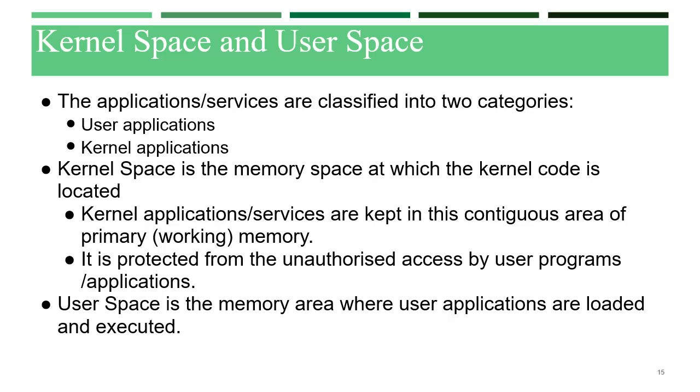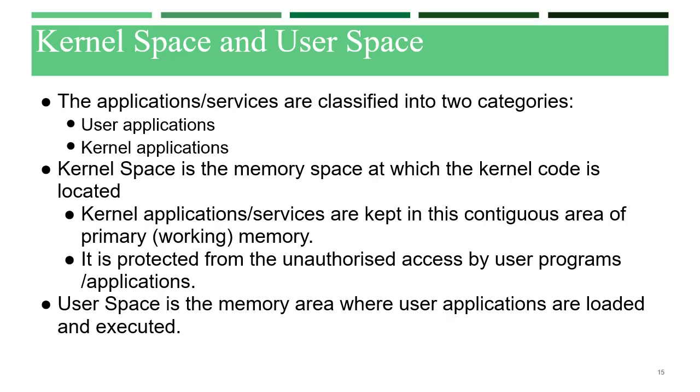Kernel space and user space. As we have discussed in the earlier section, the applications or services are classified into two categories, namely user applications and kernel applications. The program code corresponding to the kernel applications is kept in a contiguous area of primary memory and is protected from unauthorized access by the user programs or applications.